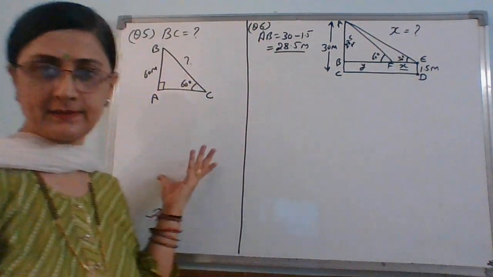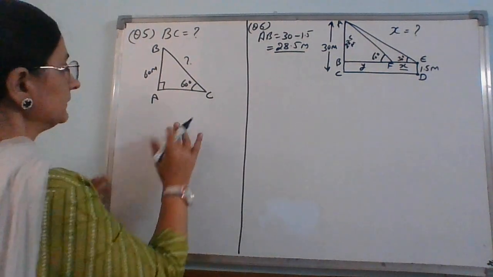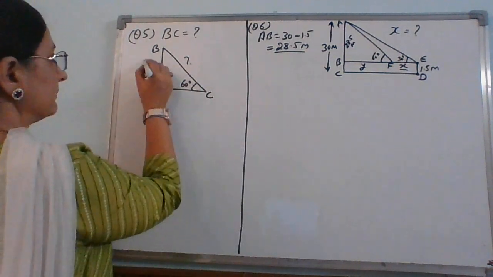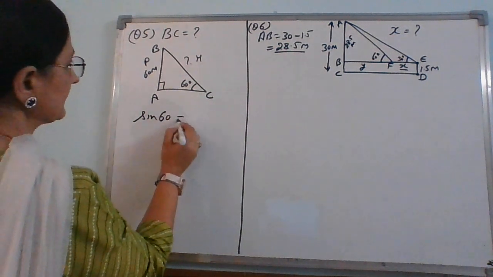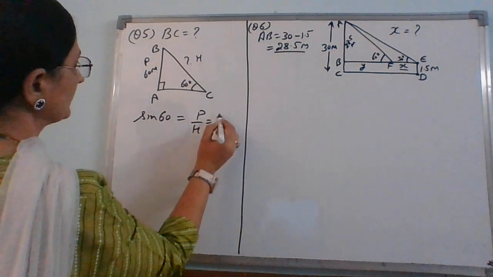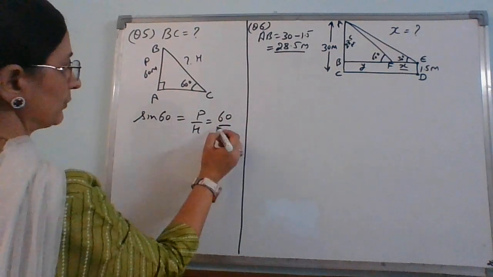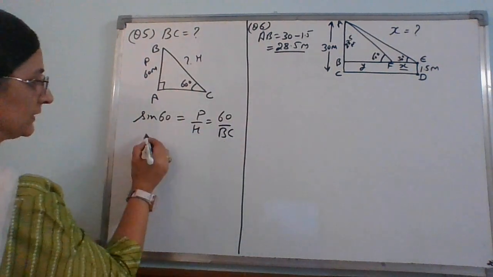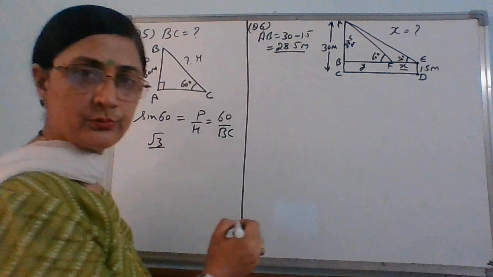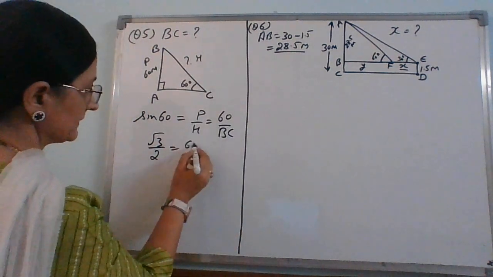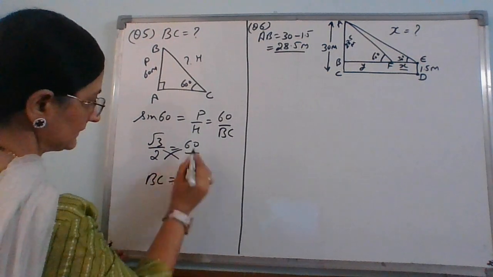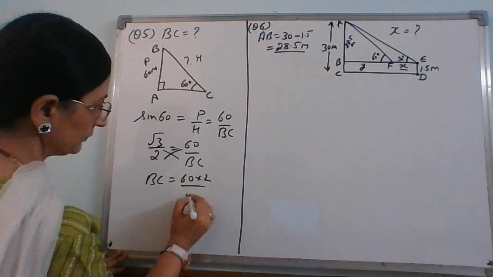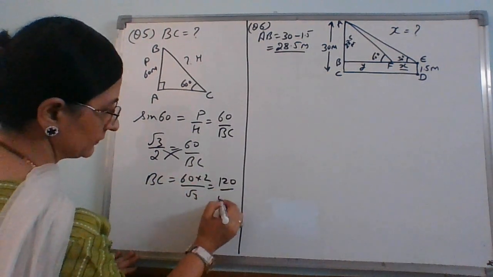So now let us do first this question here. Here we know that we have perpendicular and we have to find hypotenuse. Again we have to apply sine. Sine 60 is equal to perpendicular upon hypotenuse. Perpendicular is this, hypotenuse we don't have. We have to find out. Sine 60 value is root 3 by 2. Here it's 60, here it's BC, cross multiply करो, BC इधर आ जाएगा, 60 into 2, root 3 नीचे आ जाएगा, 120 by root 3.